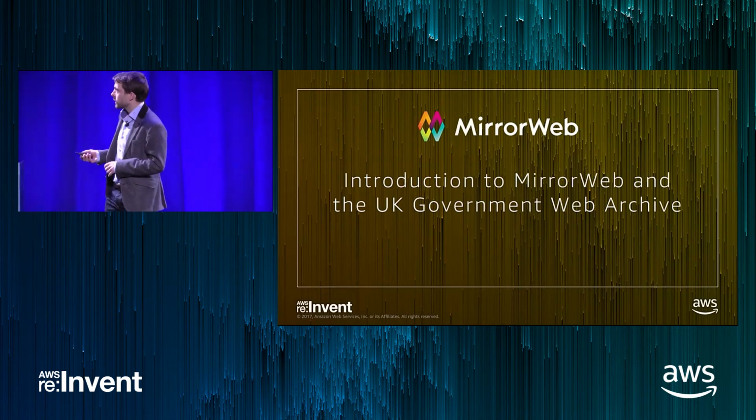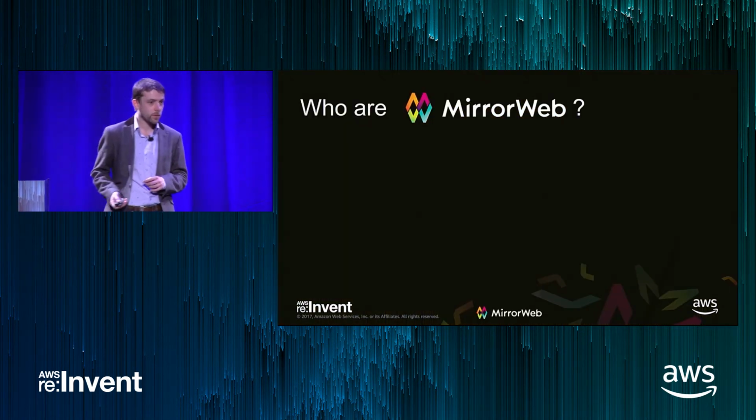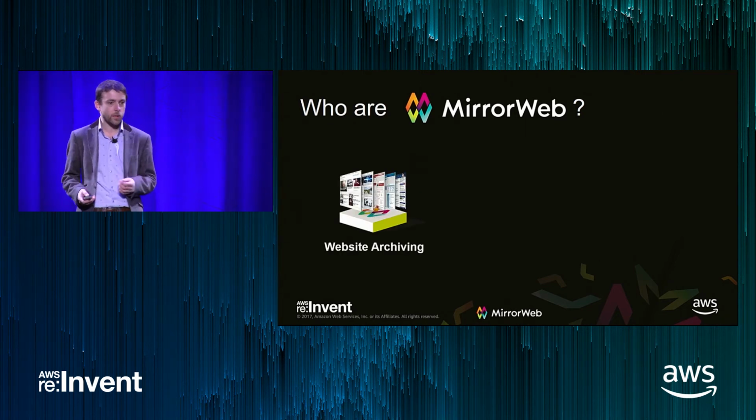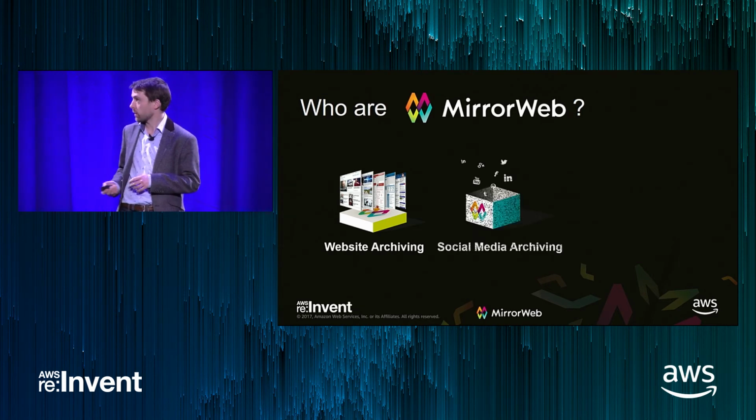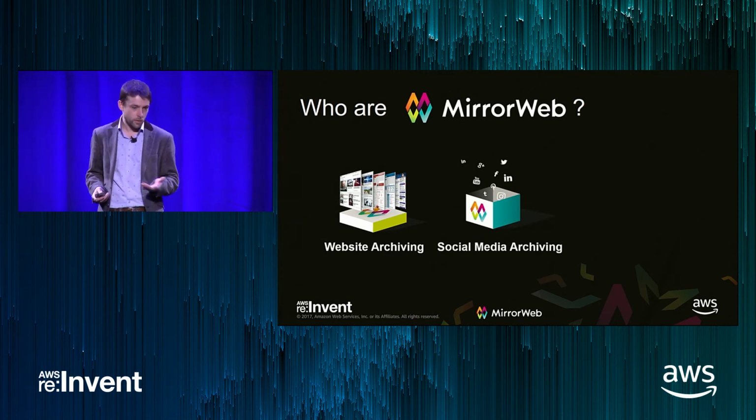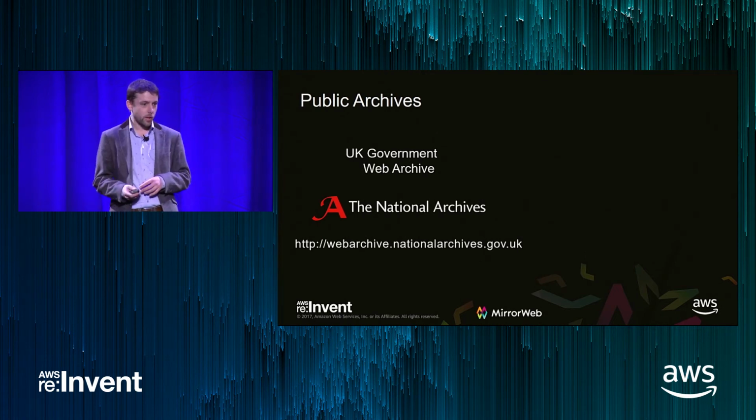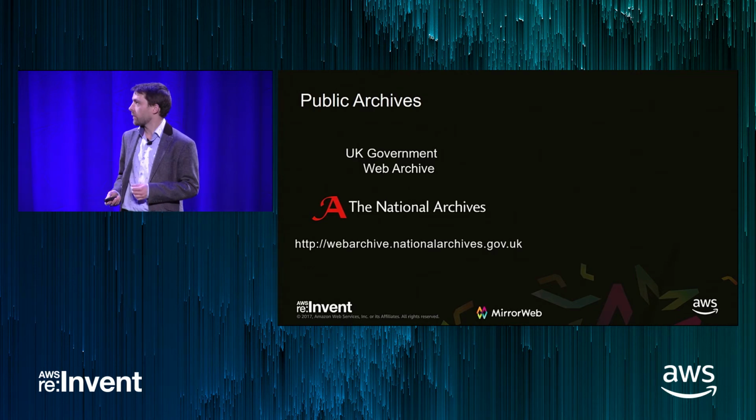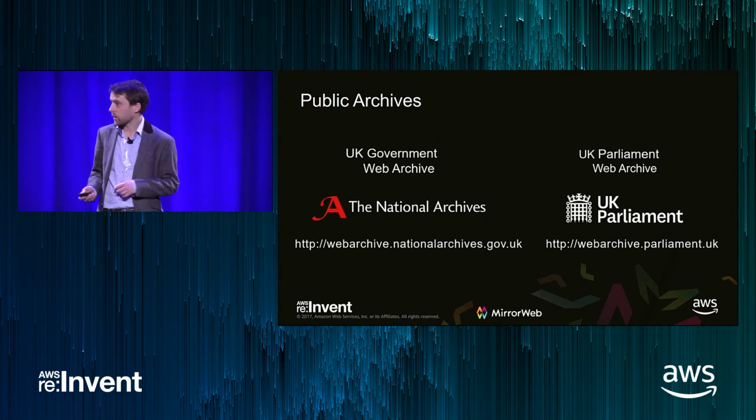Right, so you've probably never heard of MirrorWeb, so I'll tell you a little bit about what we do. We provide web and social media archiving to public sectors and to regulated industries, so financial sector, FINRA regulated industries, and in the UK we've got similar regulations. But what we're going to talk about today is the public web archive that we've done for the UK National Archives. And this is a publicly viewable archive available online. We also run the UK Parliament Web Archive, which is using similar technologies.